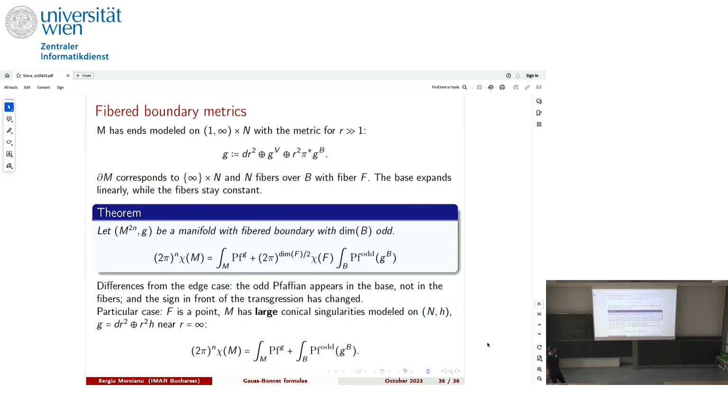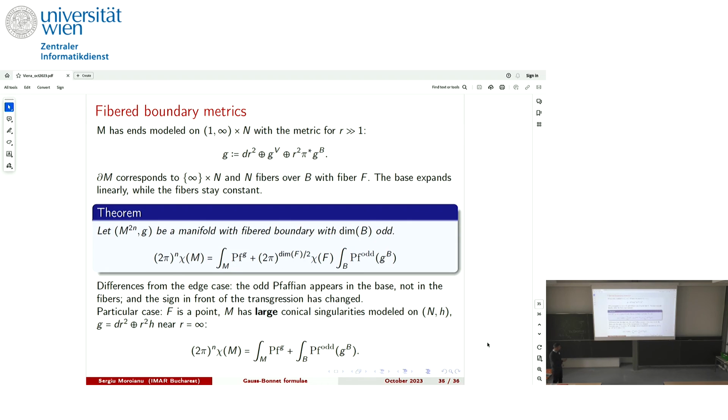Okay, and now when you have a large cone, something like that near infinity, so something which expands near infinity, then the Gauss-Bonnet defect is plus the odd Pfaffian. And when you have fiber boundaries, which are this type of metrics here, it's not more complicated, but it also involves the fibers of the fibration.